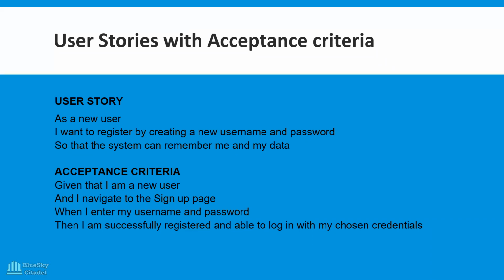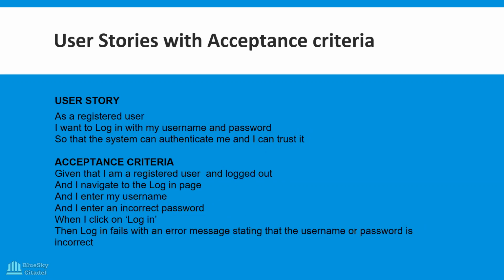Can we see that there are steps? So what is your acceptance criteria? It's just you basically saying, when I do this, I want to see this. And if it does that, then I know that I have completed that requirement. So when I navigate to the sign up page and I enter my username and password, then I am successfully registered. By the time you're able to do this, then you know that that user story is complete. Let me give us another example. Maybe that will help us better.